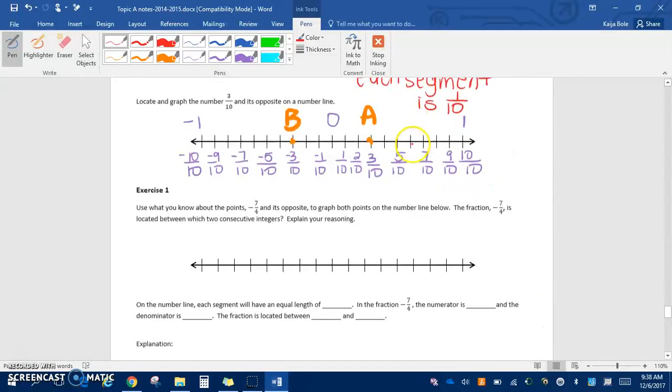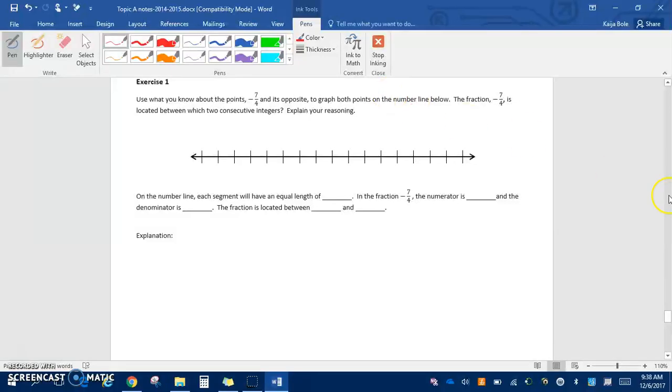So we're going to look at this last exercise here, and this will be the last thing we do all together. So it says to use what you know about the points negative 7/4 and its opposite to graph them both on the number line. Okay, so first I'm going to put in my 0, should be somewhere around here. Alright, and then I'm going to start counting. We're going to use our denominator by fourths.